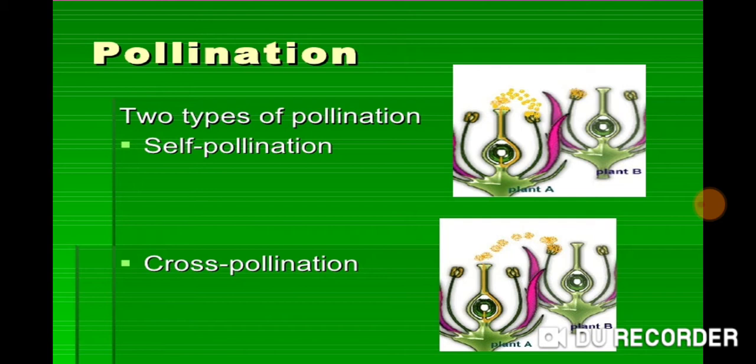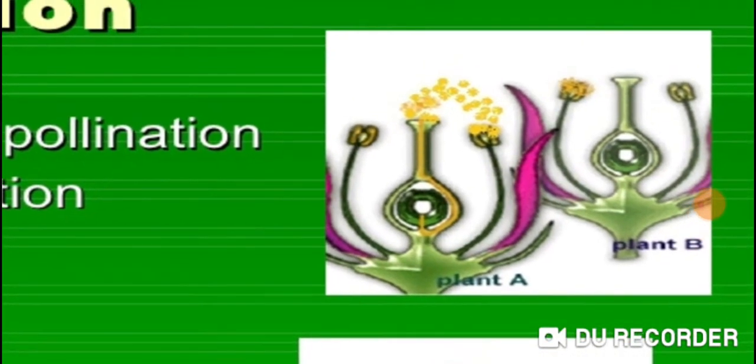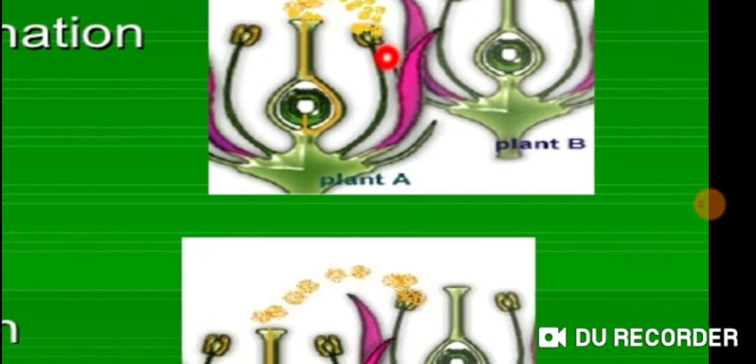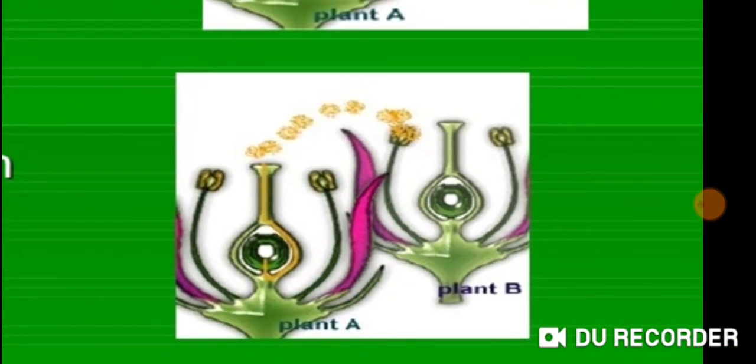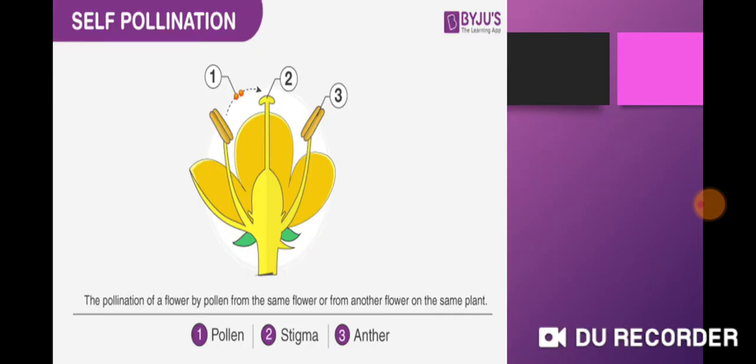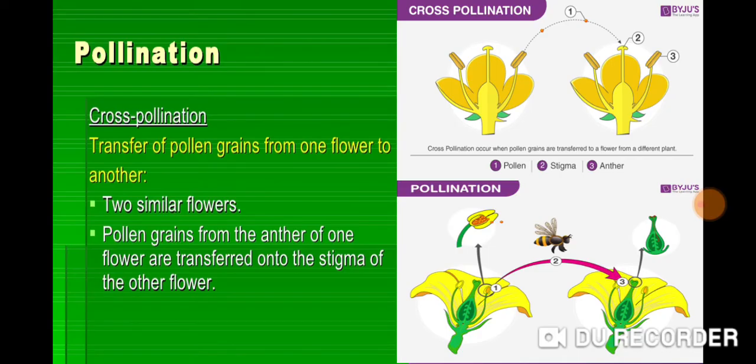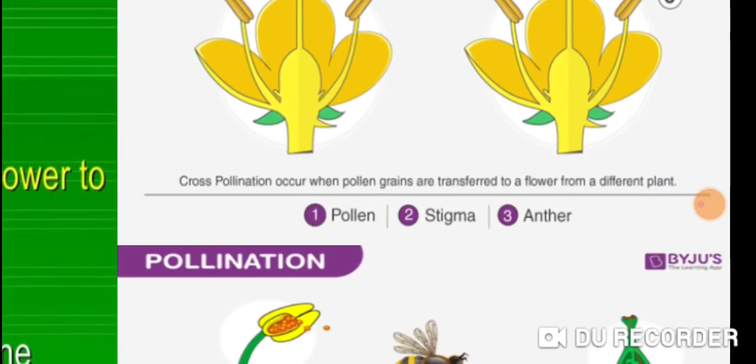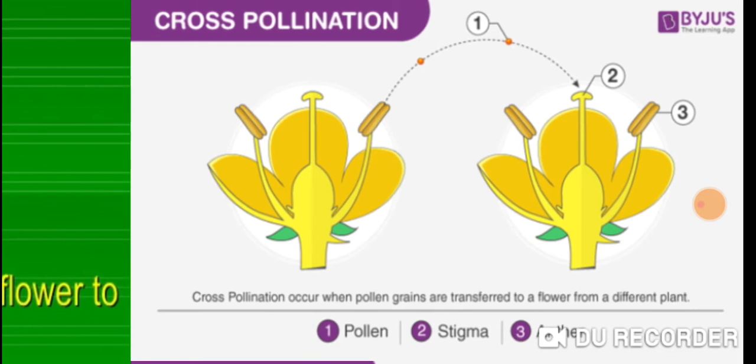Self-pollination and cross-pollination. This diagram depicts self-pollination, from the anther to the stigma. This diagram depicts cross-pollination, from the anther of plant B to plant A. Number 1 represents anther, number 2 represents stigma, and number 3 represents pollens. This diagram again shows the movement of cross-pollination.